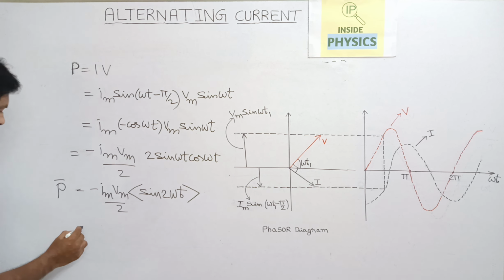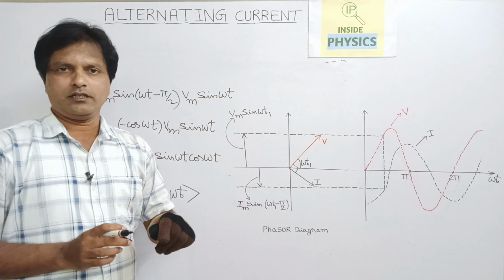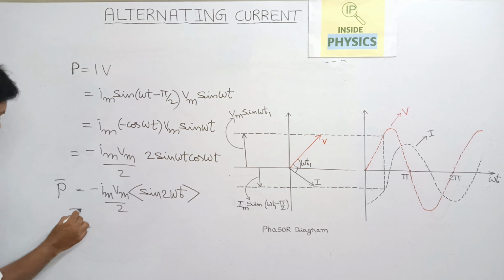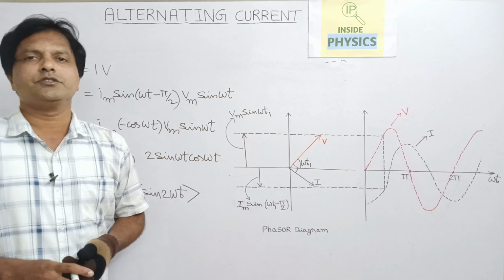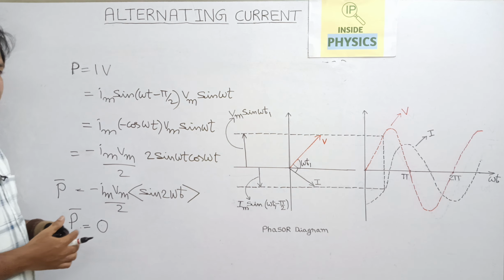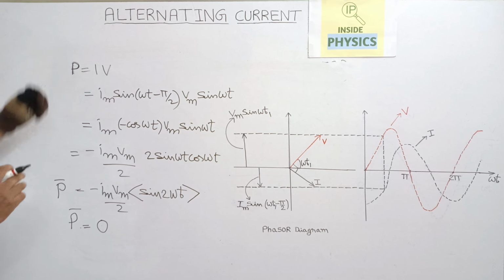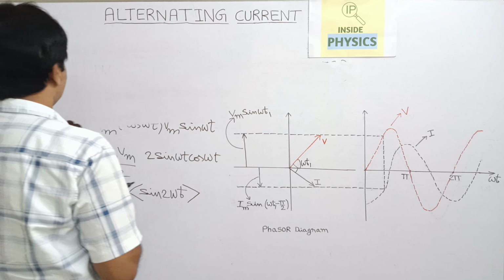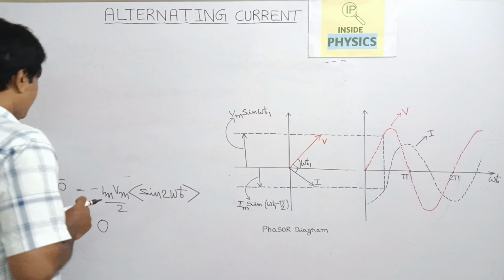Okay. So here this term is 0. We already proved in the previous video, sin 2 omega t is 0. So average power is equal to 0. The power consumed is 0. How is power consumed 0? There is a current flow, but the average power is 0. Here we will see how the power consumption is 0 in an inductor when it is connected to an alternating current.